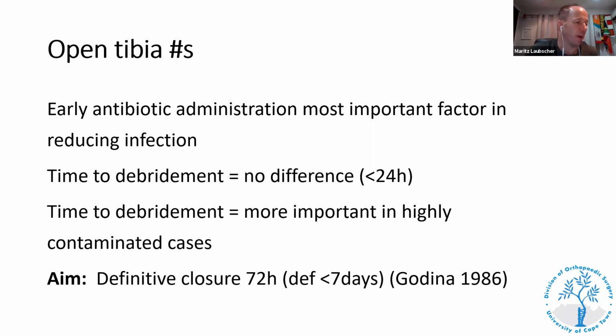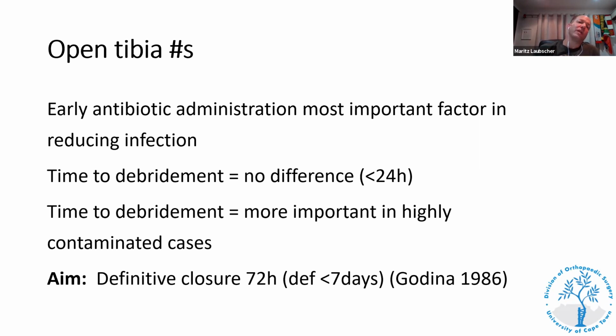And we can now say, from our HOST study, where we have very good data, that our infection rate in open tibial fractures treated with a nail is 7%, which is really very low, and really justifies our approach. The most important thing in the prevention of infection following open fractures is early antibiotics. Time to debridement is not so important, especially within the first 24 hours, and it's only really after 24 hours that the infection rate starts going up, except for highly contaminated fractures.